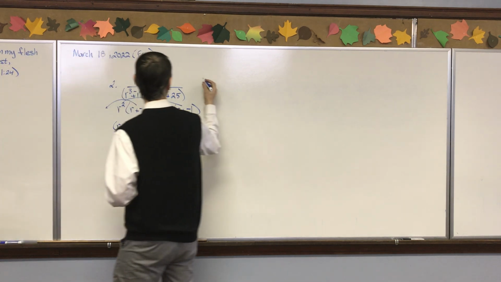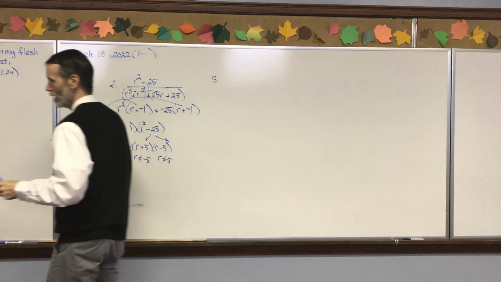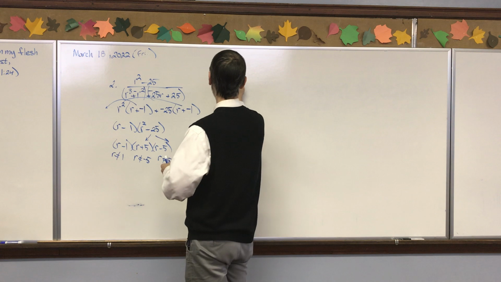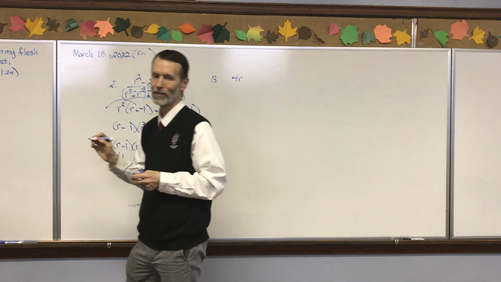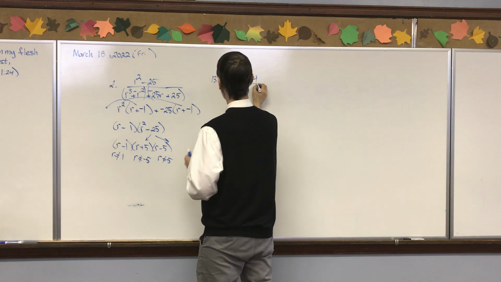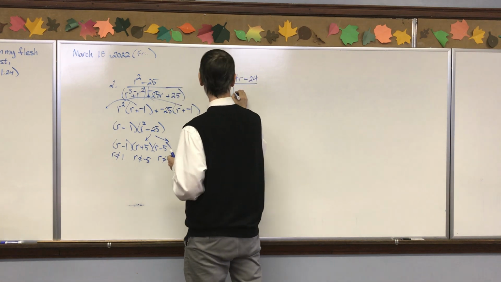Alright, number 13 is an addition problem. It's not quite as bad as people might think. 4R minus 24. I should not hear voices. I can't hear over R squared minus 5R.